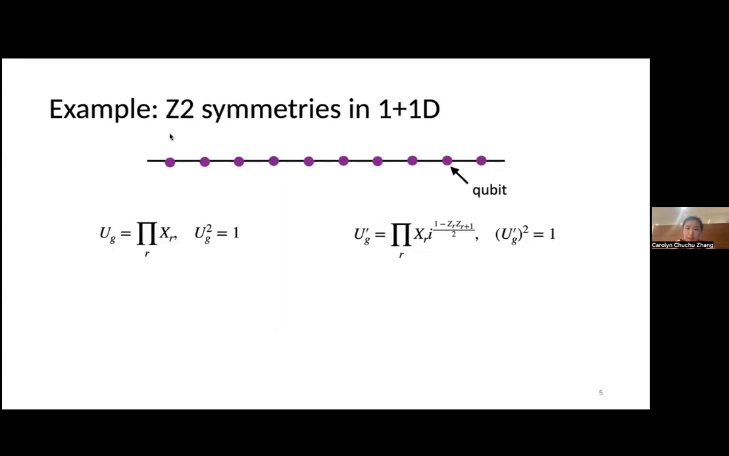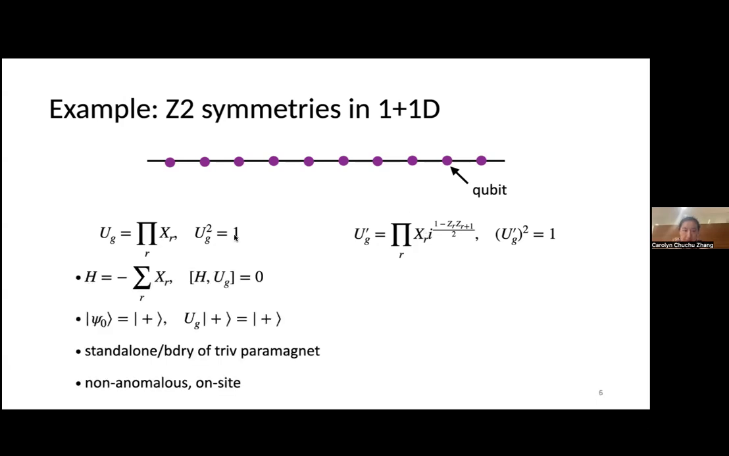So to be more concrete, let's compare these two symmetries in 1 plus 1D. So we have two kinds of Z2 symmetries. One is this one on the left, which is just your usual kind of global spin flip symmetry. It clearly squares to the identity operator. These are just Pauli operators acting on these qubits in 1D. And on the right-hand side, you also have this operator. It's a finite depth circuit, and it also squares to 1. So it's kind of a Z2 symmetry. However, on the left-hand side, this is an anomaly-free Z2 symmetry.